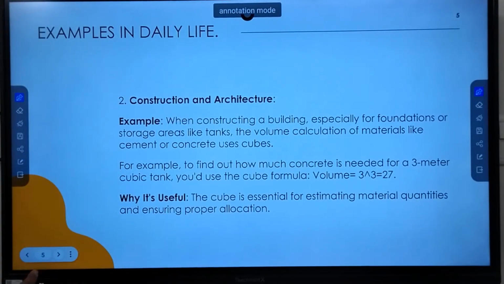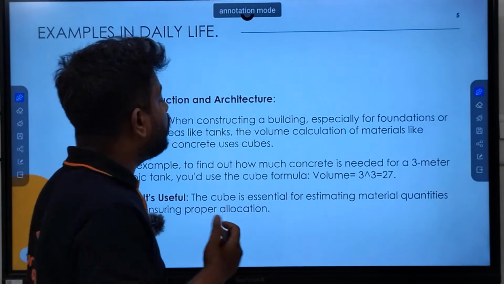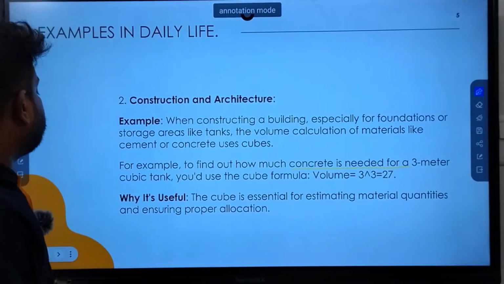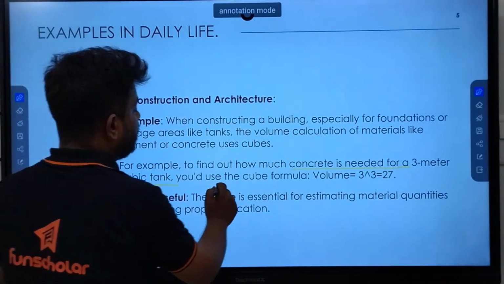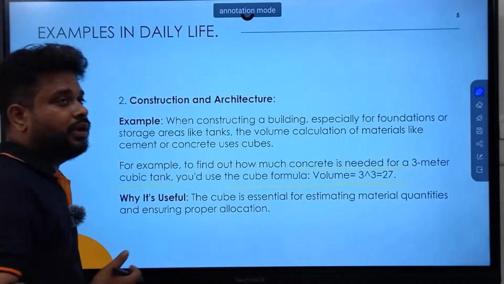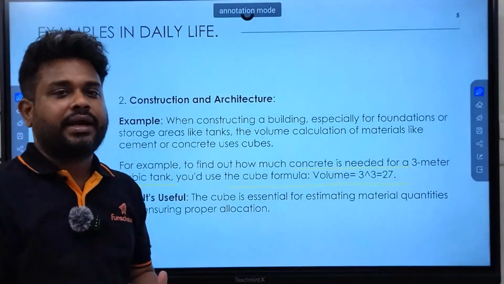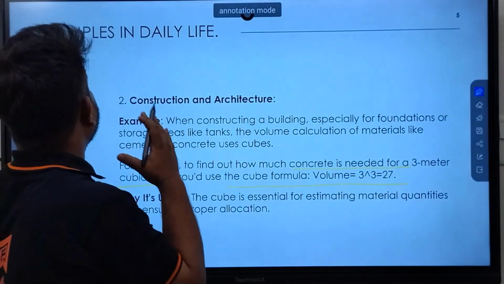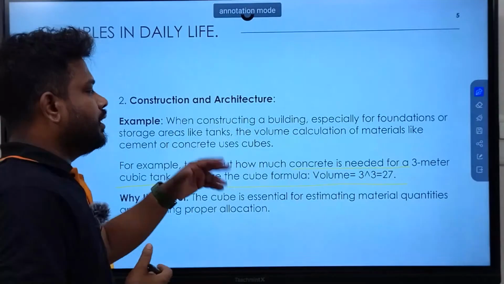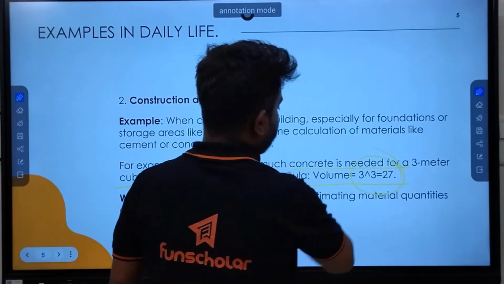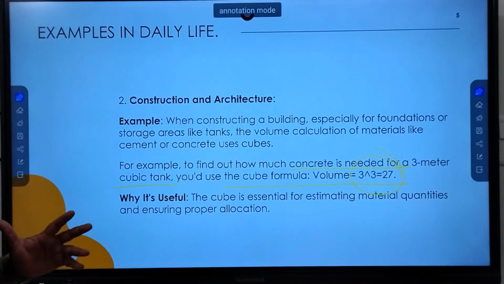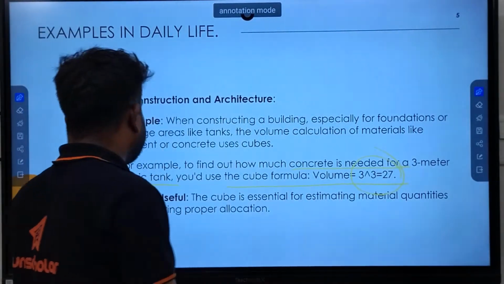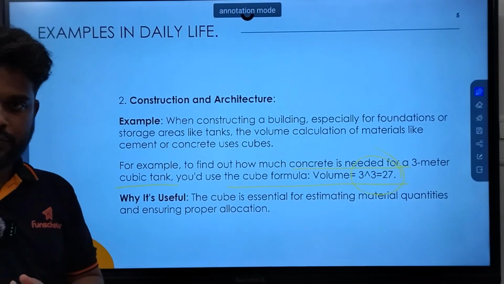So next, for example, to find out how much concrete is needed, just as I have been telling you, for a 3 meter cubic tank you use the cube formula. That is the volume: you take the height of that cubic tank and cube it, or find the cube of that number, so that we can find the actual value. Why is it useful? The cube is essential for estimating material quantities and ensuring proper allocation, right?